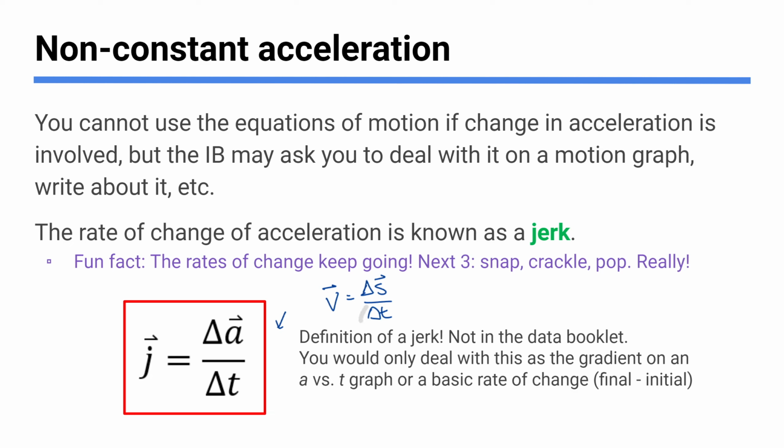So anyway, it's probably not going to come up very much, if at all, but they have said you might deal with some changing acceleration situations. So just so you know, that's called the jerk, and you'll probably do it on motion graphs. You maybe will do a simple rate of change like this.